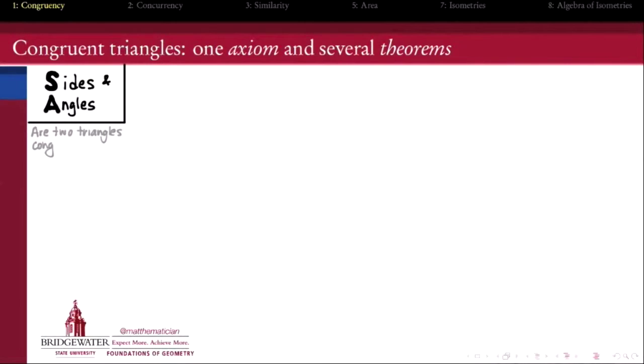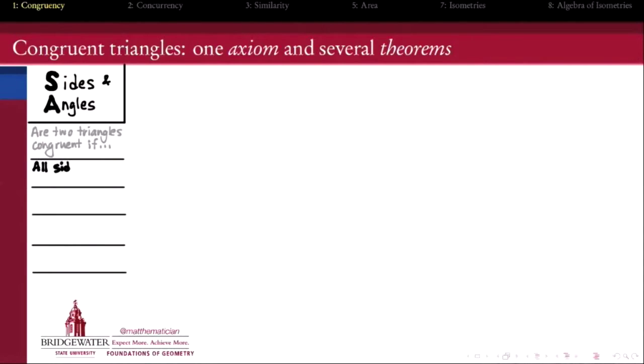So the question we're going to ask is, under what circumstances are two triangles guaranteed to be congruent? Let's look at some possibilities. First, suppose that all of the sides of a pair of triangles are congruent one to another. We call that the SSS criteria.